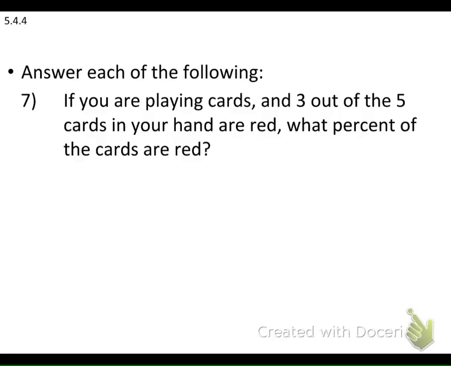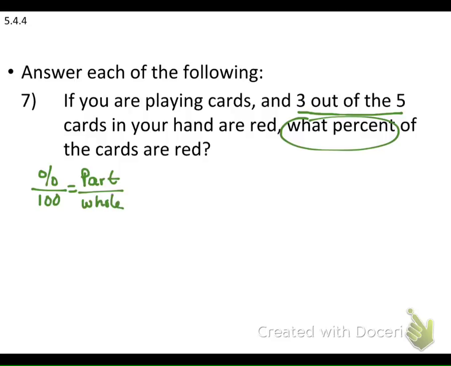So if you're playing cards, 3 out of 5 cards in your hand are red. So I know I'm going to need these numbers. 3 out of 5 cards are red. What percent of the cards are red? So what am I trying to find out? Okay, so if you remember, my proportion I'm going to use is percent over 100 equals part of the number over the whole number or the total number. So you guys just need to plug in the numbers where they belong.